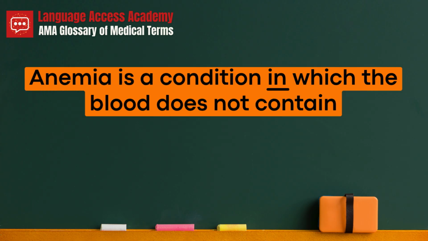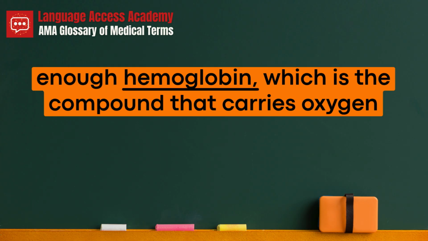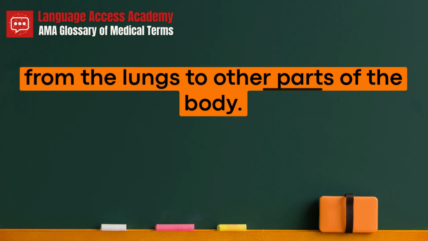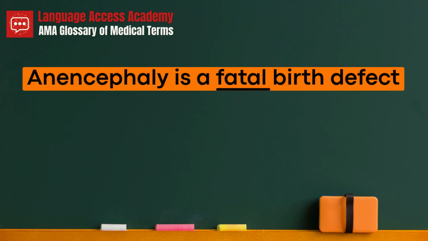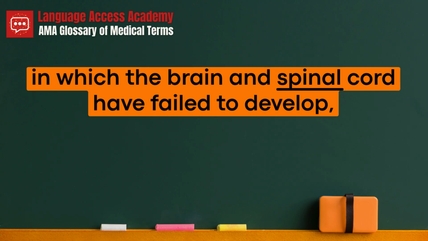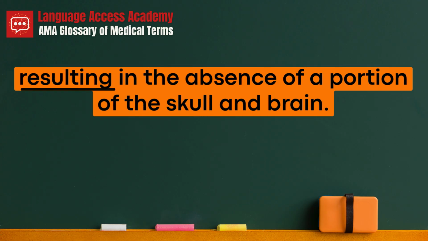Anemia is a condition in which the blood does not contain enough hemoglobin, which is the compound that carries oxygen from the lungs to other parts of the body. Anencephaly is a fatal birth defect in which the brain and spinal cord have failed to develop, resulting in the absence of a portion of the skull and brain.